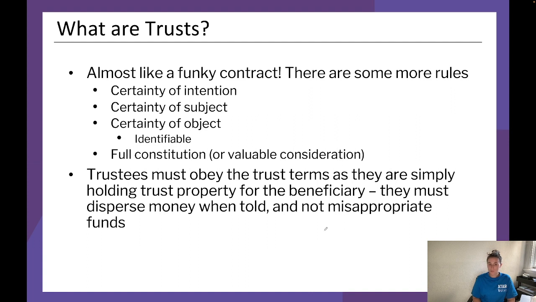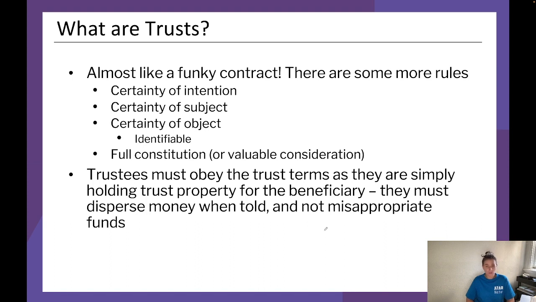Trusts you can think of as a bit like a funky contract with some more rules. A trust is about holding property under contract basically for a certain amount of time. To create a trust there has to be a certainty of intention, i.e. much like in a contract, a clear intention to set up a trust; a certainty of subject, who does the trust involve; a certainty of object, it has to be identifiable, you can't make a trust of vibes, so what is involved in the trust; and full constitution or valuable consideration, which basically means the person creating the trust has to have legal right to what they're including in the trust, or have engaged in some type of consideration to allow that property to be included without their possession of it.